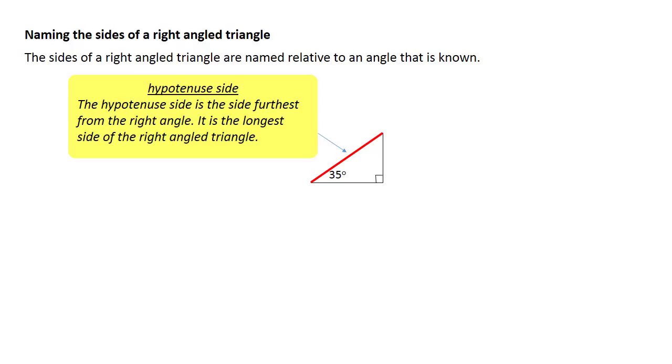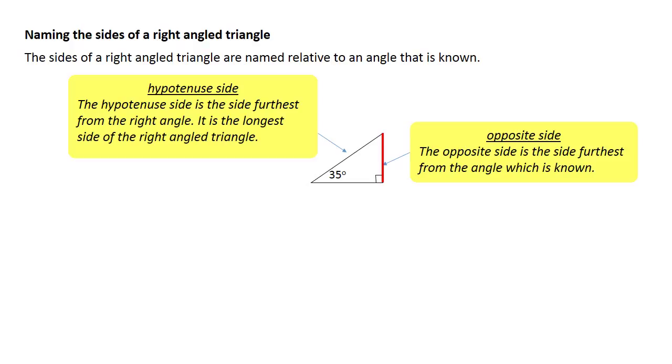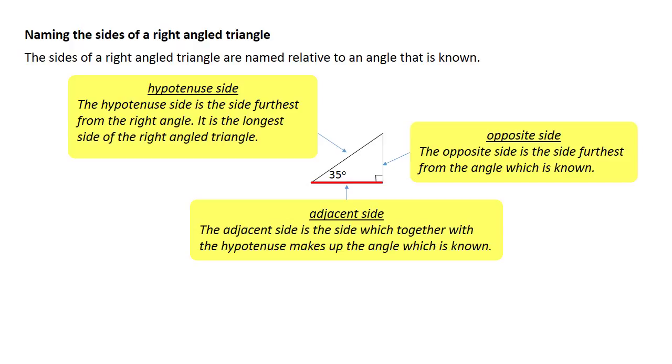The other two sides are named relative to an angle which you know. In this triangle we know the angle is 35 degrees. Now the side that is furthest away from that angle is given the name the opposite side, and the other side, the side which goes together with the hypotenuse to make up the angle which you know, is given the name the adjacent side.